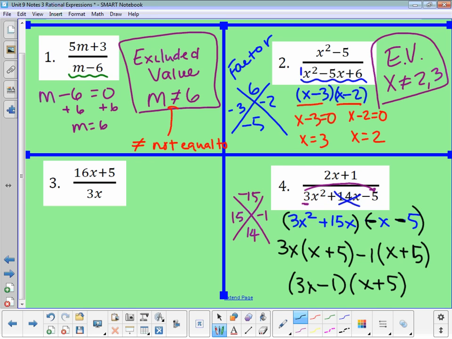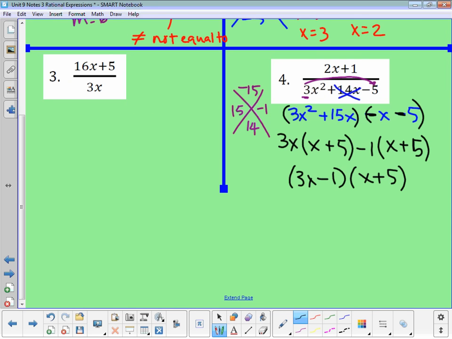And now I want you to see if you can finish it and figure out what the excluded values are. So you have the factored form of the bottom. Now see if you can figure out the excluded values. So go ahead and pause your video and take care of that.